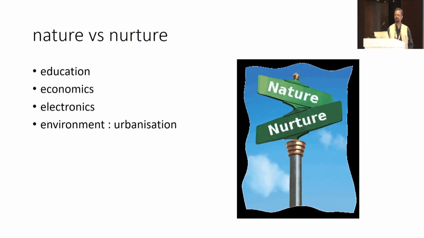There's always been an argument whether it's the inherent nature of a child that leads to myopia or whether it is his environment that leads to myopia. So it's always nature versus nurture. Nature is the genes that you are born with, and nurture is the surroundings that you live in.